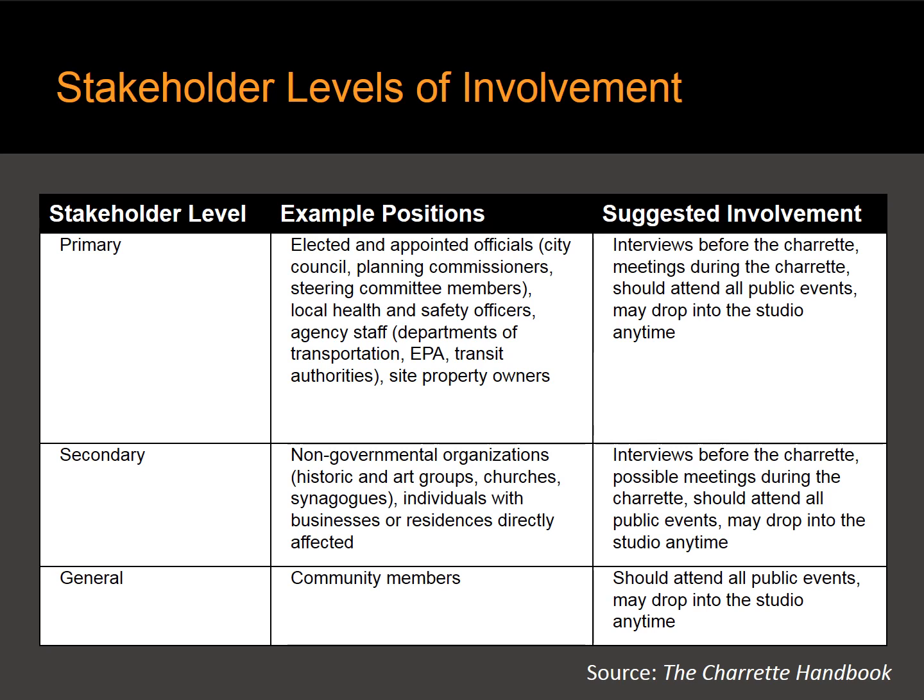Here are examples of the different levels of stakeholders. Under primary, generally it's elected and appointed officials, agency staff, property owners. Secondary stakeholders are usually organizations of non-governmental sorts, businesses, faith-based groups, neighborhood groups. And then general stakeholders are anybody in the area, community members, and people affected by the outcome.